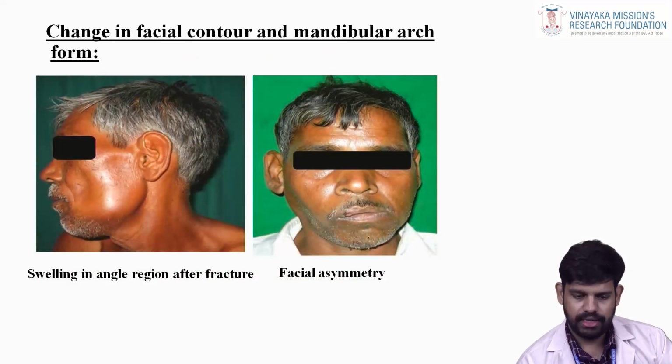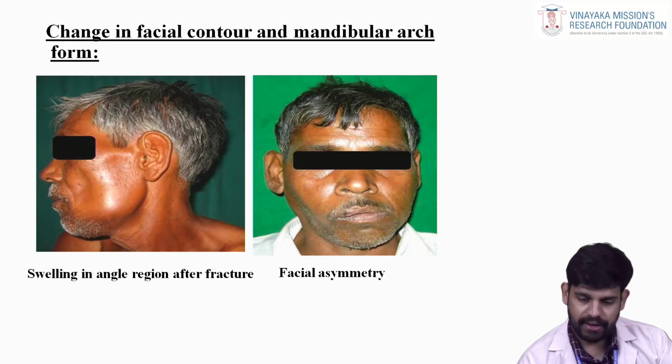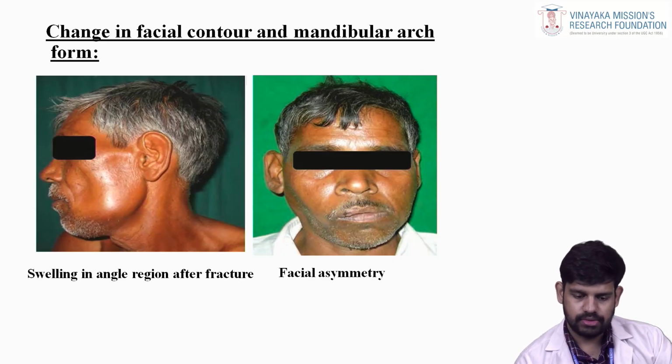As I said, there will be a change in facial contour and mandibular arch form. You can see there is a swelling on the fractured side, and displacement of the mandible. We can see the flattening on the right side, where the fracture is, and the fragment is displaced to the same, ipsilateral side, because of the pull of the muscles. So if the fracture is on the left angle region, the mandible is pulled to the ipsilateral side.